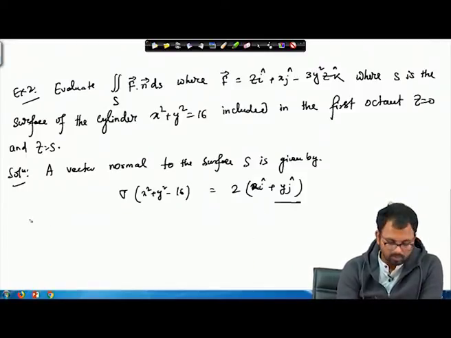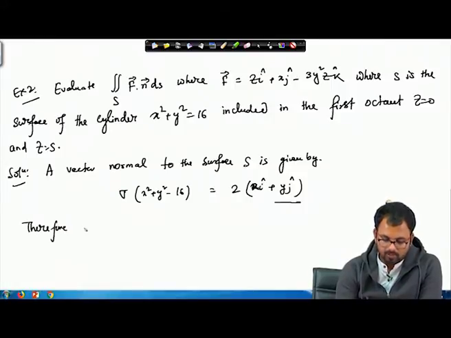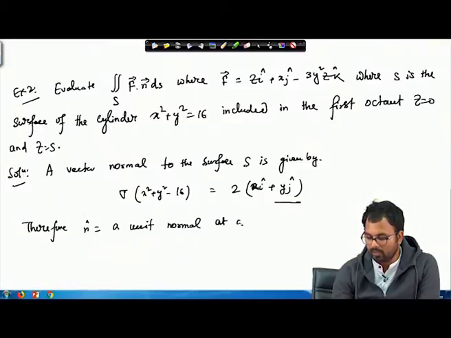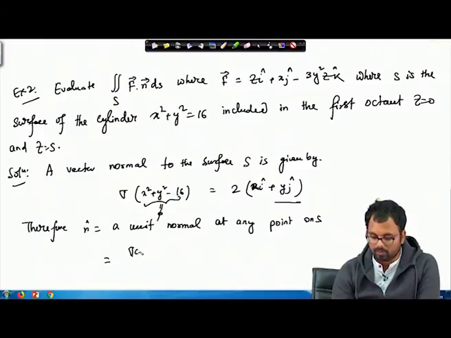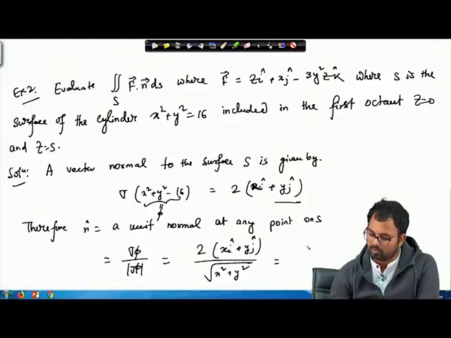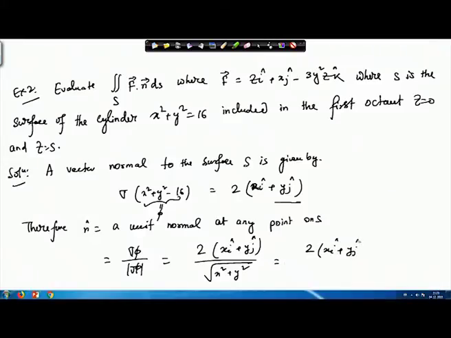normal, and from here the unit normal. Therefore the unit normal n cap at any point on S will be given by gradient of, let us say this one was our phi, so grad phi divided by mod of grad phi. So this is 2 x i plus y j, divided by the square root of x square plus y square. Now x square plus y square is basically 16. So this will be 2 x i plus y j divided by 4. So this is x i plus y j divided by 2. So this is our unit normal n.